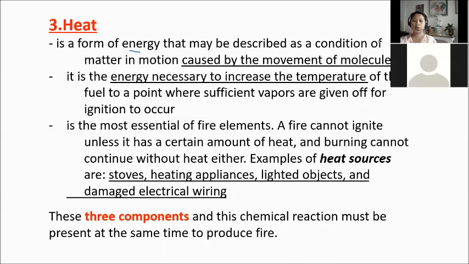So examples of heat sources are stoves, gas stove man or electric stove man yun, no? Heating appliances, lighted objects, and damaged electrical wiring. So the three components and chemical reaction must be present at the same time to produce fire.